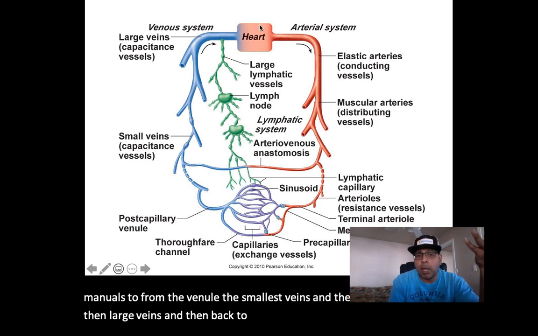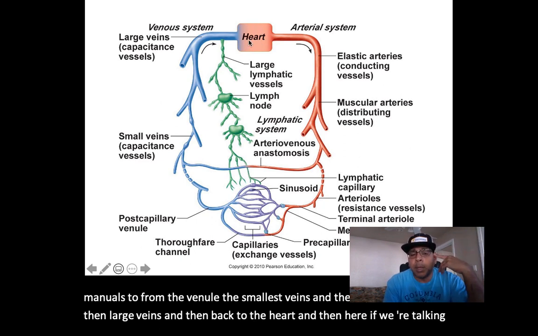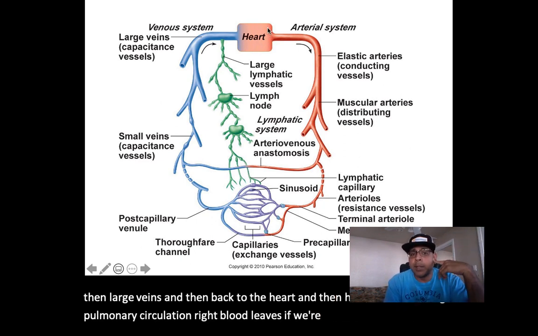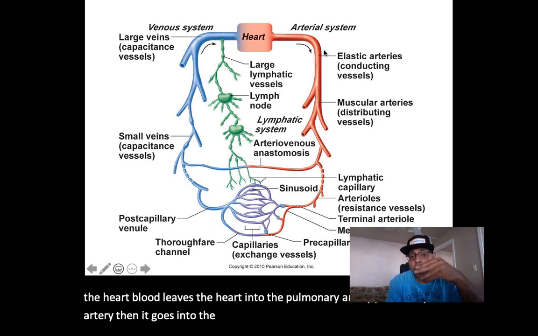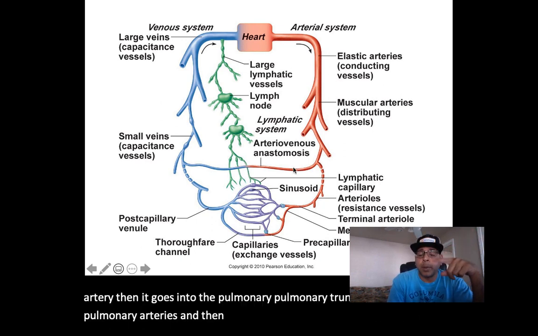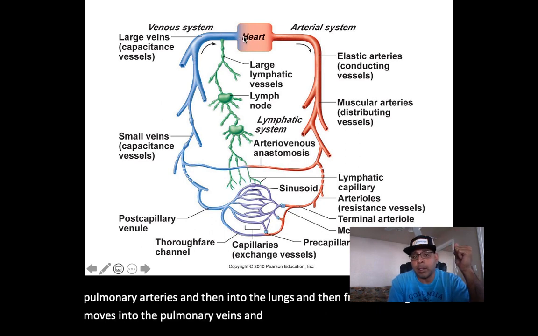And then here, if we're talking pulmonary circulation, right, if we're talking the right side, blood leaves the heart into the pulmonary artery. Pulmonary artery, then it goes into the pulmonary trunk, and then pulmonary arteries, and then into the lungs, and then from the lungs it moves into the pulmonary veins, and then basically makes its way back into the heart. You can see there as well.